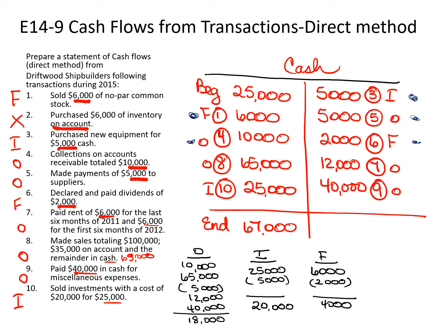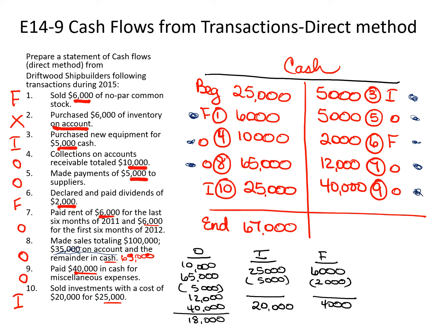current liabilities and rent expense. So those are operating activities. And then in number 8, when we made sales, some of it was on account, so that's a nothing, and the remainder, or $65,000, was in cash, so that's an operating source. In number 9, we paid $40,000 cash for miscellaneous expenses.